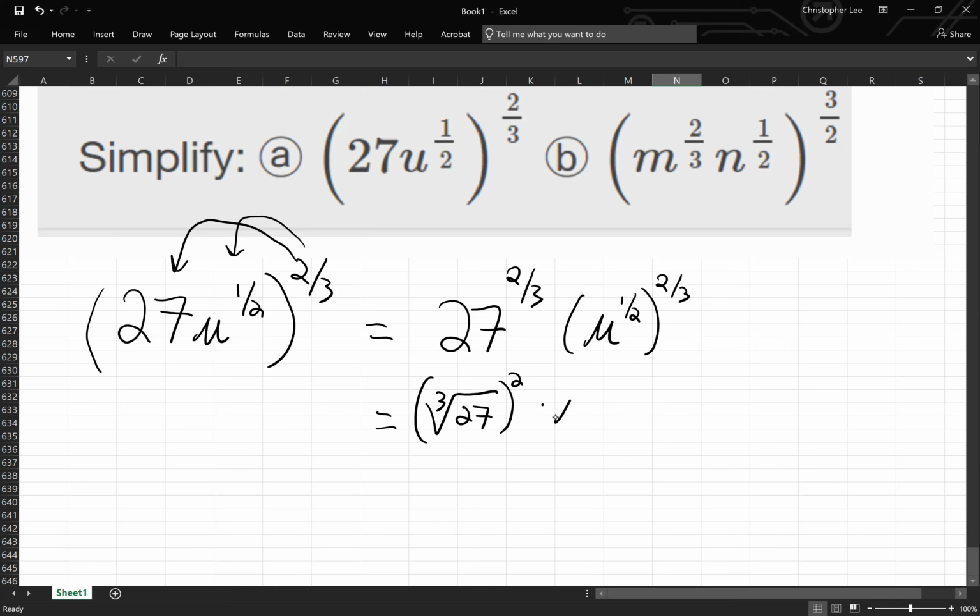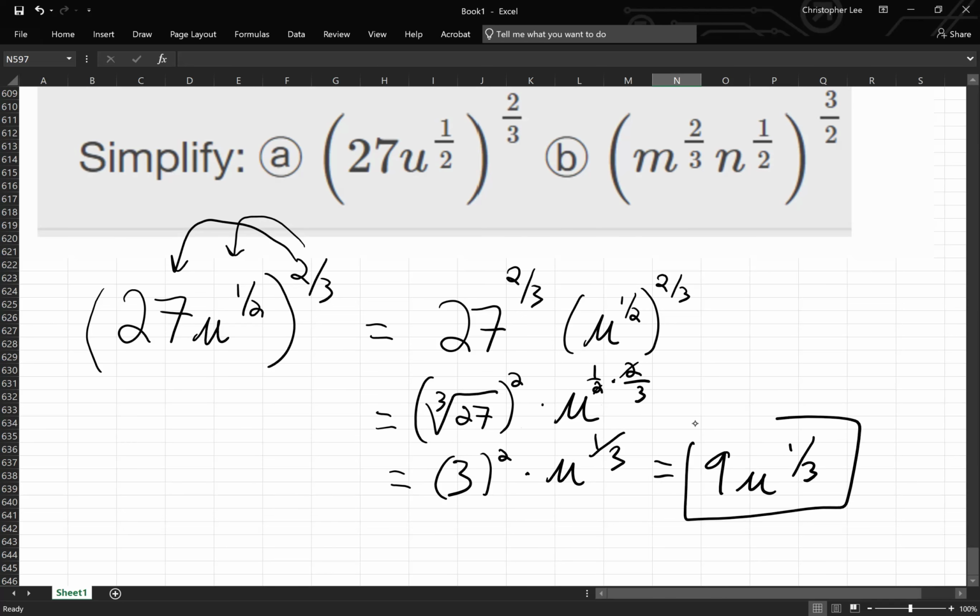For the u, this is kind of simple, right? This is just what? 1 over 2 times 2 over 3. Because whenever you raise a power to a power, you just multiply the exponents, right? So this is going to become what? 3 squared times u to the, let's see, this cancels to the 1/3. Final answer, 9 u to the 1/3. Because of the 3 squared. Questions on this, anybody?